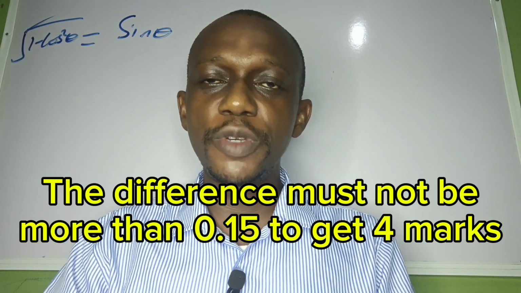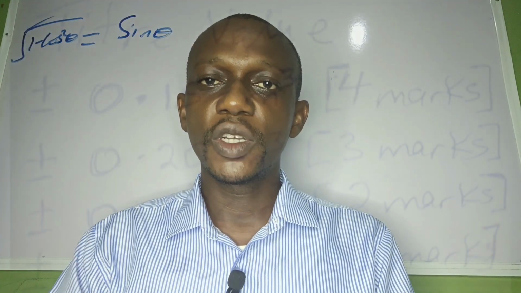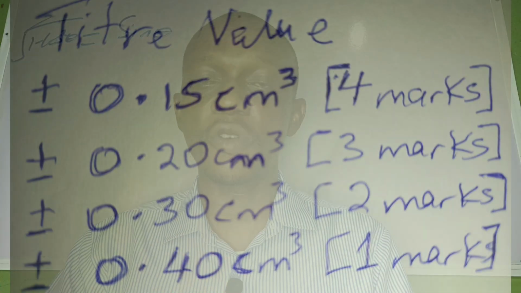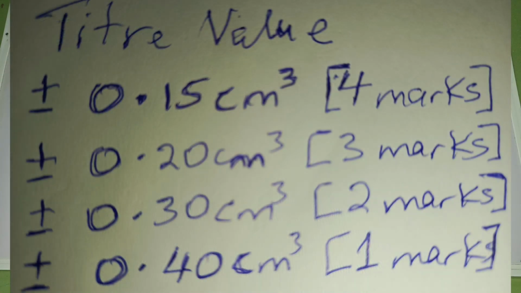So, if your value is within 0.15 of your teacher's value, that will be 4 marks. If it's not more than that, that's 4 marks. But if it is more than 0.15 and between 0.15 and 0.20, that's the difference between your titre value and that of your teacher, you will score 3 marks. If it is 0.30 different from that of your teacher, you will score 2 marks. And if it is 0.40 from that of your teacher, you will score 1 mark. If it is more than that, it is scored 0.